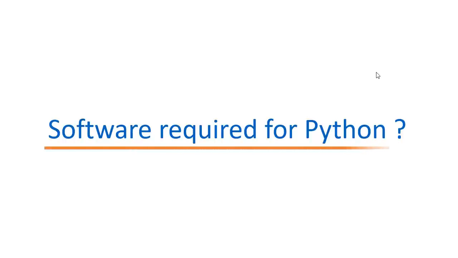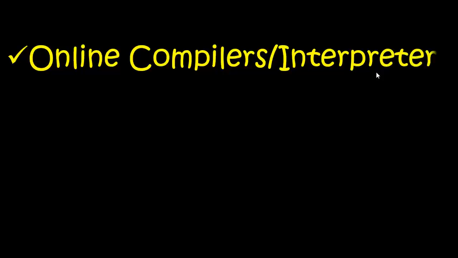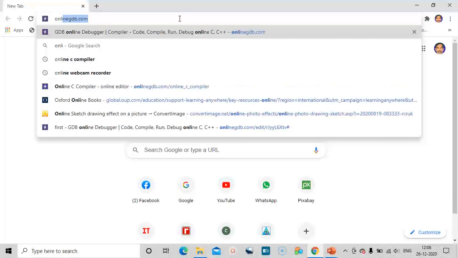So now we will see what is the software required for Python. There are online compilers and interpreters. If you do not want to install any software on your laptop or desktop, or any mobile app on your mobile phone, you can still practice Python. There are so many websites where you can write the code and compile. I have made a separate video for this. I will give the link in the description, but initially I will show you one link, onlinegdb.com.